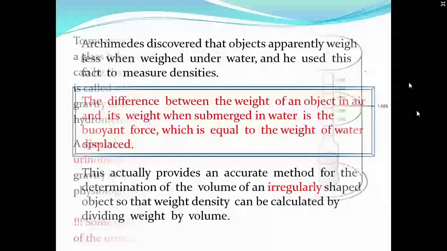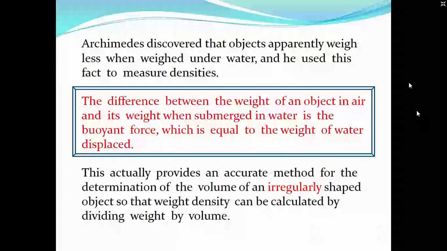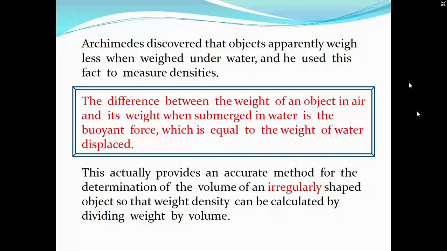So, in this slide, what is given here is another application of Archimedes force and buoyancy phenomena, which is used to measure the density of irregularly shaped objects. In this way, we can find the average density of the human body. So verbally, but we're going to write it mathematically. The difference between the weight of an object in air and its weight when submerged in water is the buoyant force, which is equal to the weight of the fluid displaced.